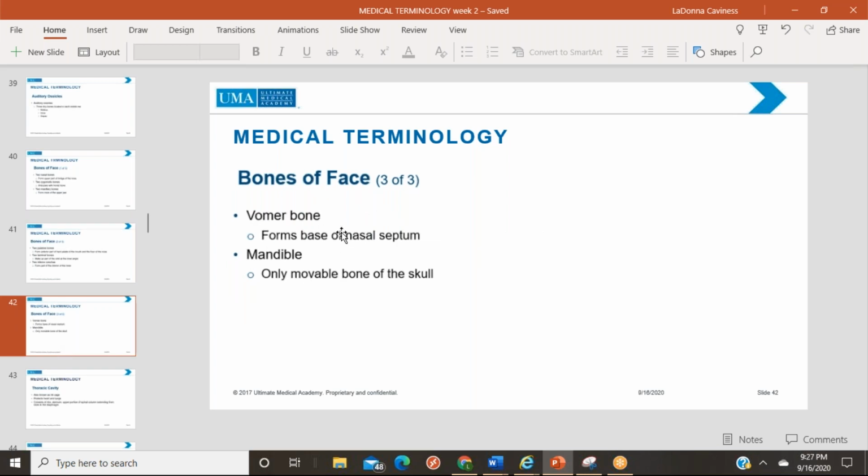Bones of the face, you have the vomer bone, which forms the base of the nasal septum, and then you have the mandibular or the mandible, the only movable bone of the skull.